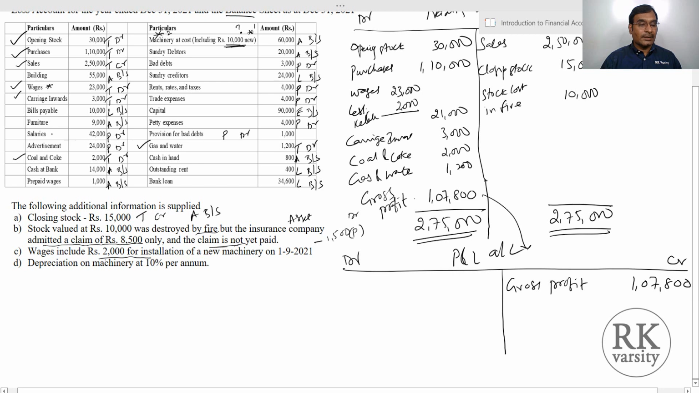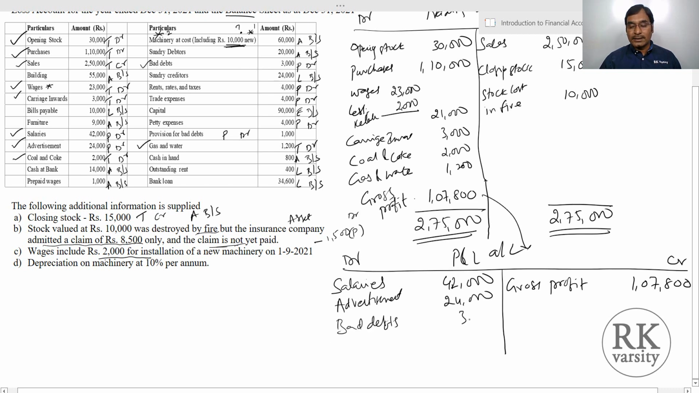Yeah, here salaries 42,000. There is no adjustment. So we'll start with salaries 42,000. We are done with advertisement 24,000. Then cash at bank, prepaid wages. Then where is it? Here you have bad debts 3,000.